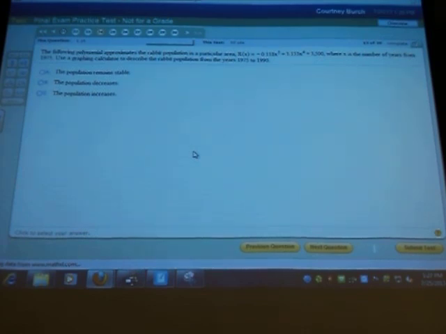Okay, let's read this. The following polynomial approximates the rabbit population. X is the number of years from 1975. Use a graphing calculator to describe the rabbit population from years 1975 to 1999.